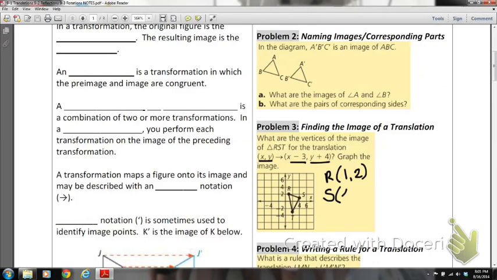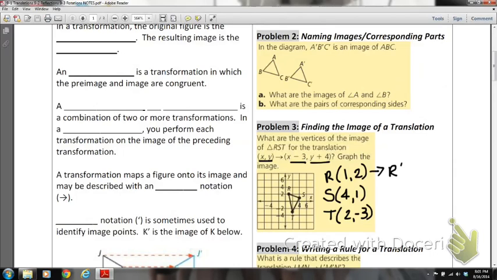Point S is 4 comma 1. And point T is 2 comma negative 3. So let's apply the translation formula to each one of these separately. For point R, R is going to map onto R prime. Let's calculate R prime using the translation formula.